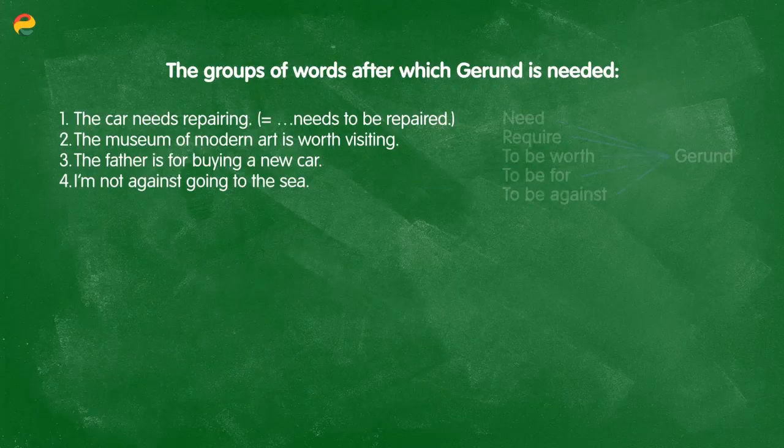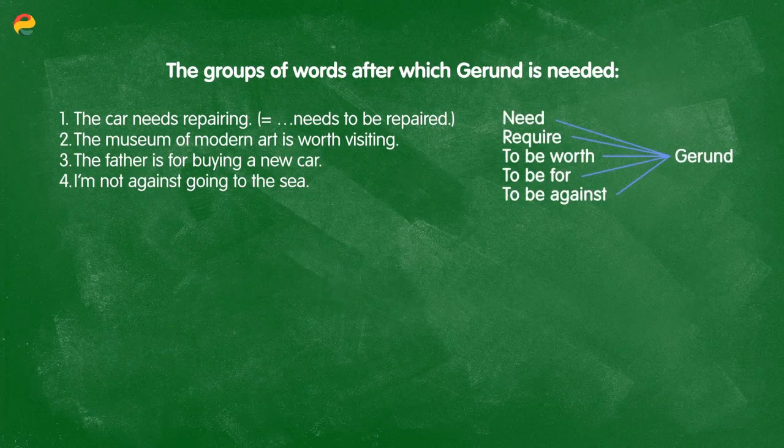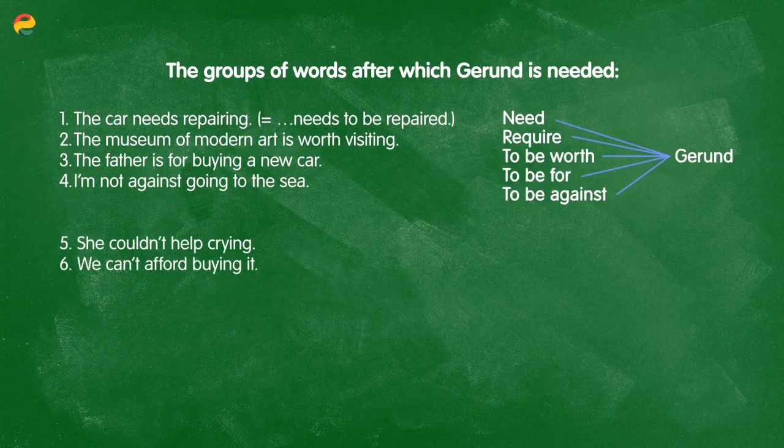Now, I'd like you to memorize some groups of words after which gerunds are used. The first example, this car needs repairing. Now, here, I could also say this car needs to be repaired, but we'll discuss that in a later lesson. Next, the Museum of Modern Art is worth visiting. Next, the father is for buying a new car. And a fourth example, I'm not against going to the sea. Here, the words need, require, to be worth, to be for, or to be against are used with a gerund following them.